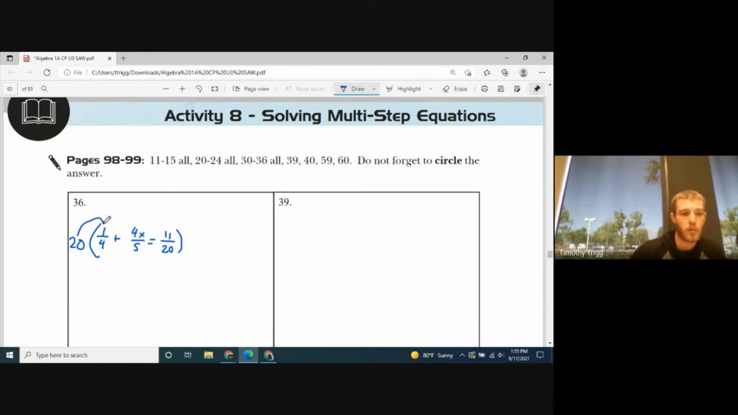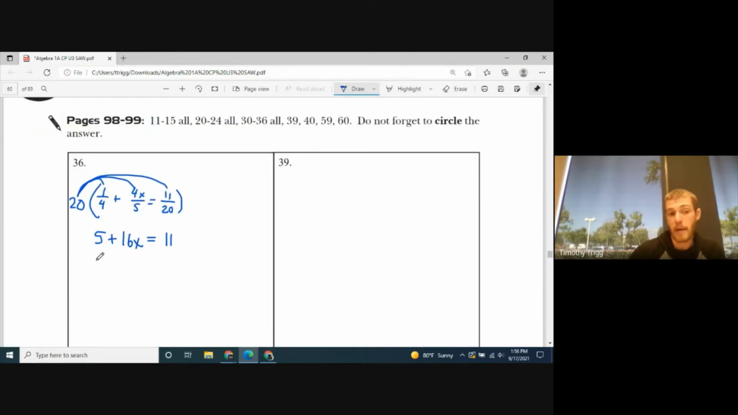So we're going to multiply this through, distributing the 20. So 20 divided by 4 is 5. 5 times 1 is 5. 20 divided by 5 is 4. 4 times 4x is 16x. And then 20 cancels with the 20 here. So that's 11. To help us get x by itself, we're going to start by subtracting 5 on both sides of the equation, canceling it out here.